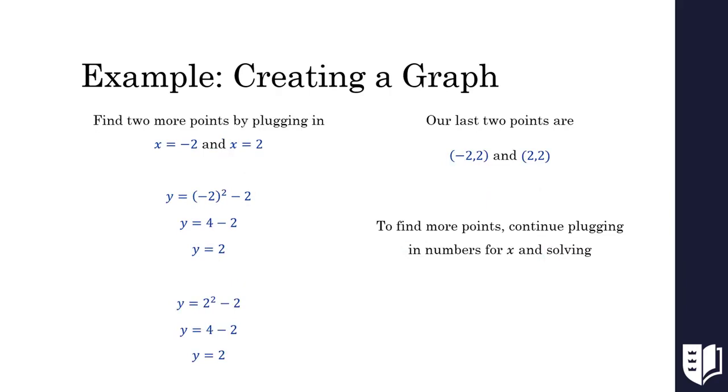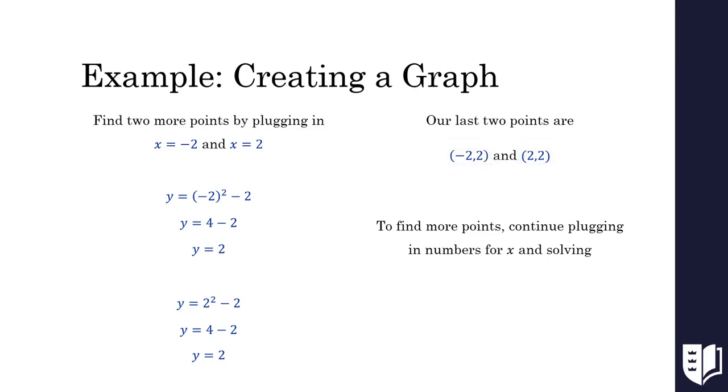Now that we know our intercepts, let's find 2 more points before we estimate our graph. Let's find the points that have the x values of -2 and 2. Plugging in x equals -2 into our equation gives us y equals -2 squared minus 2. This simplifies to y equals 4 minus 2, or y equals 2. Now we plug in 2 for x and find that y equals 2 squared minus 2. This also produces y equals 2 after we simplify. So our last 2 points are (-2, 2) and (2, 2).